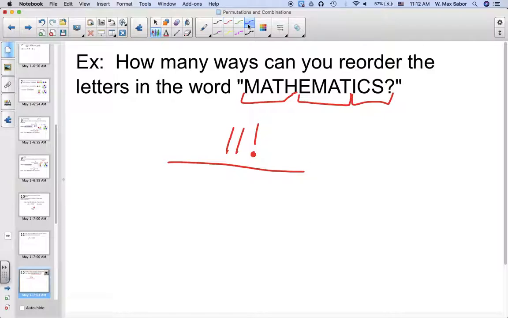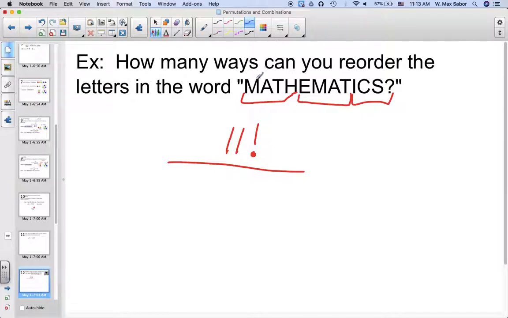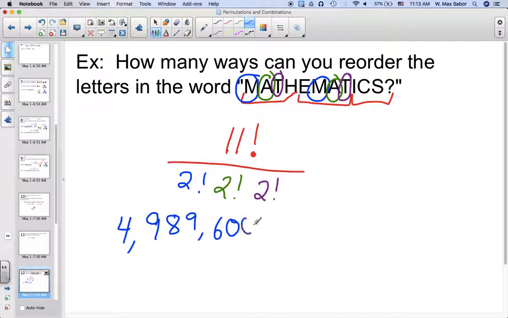The reason we need to divide is because there is some grouping going on here. For each of the groups, we divide by those factorials, because we don't care about the order of those things. We have M's that repeat, A's that repeat, and T's that repeat. For each of those, I'm going to put 2 factorial because there are 2 T's, 2 A's, and 2 M's. So I'm going to write this out as 11 factorial divided by 2 factorial times 2 factorial times 2 factorial. This is going to give us 4,989,600 ways.